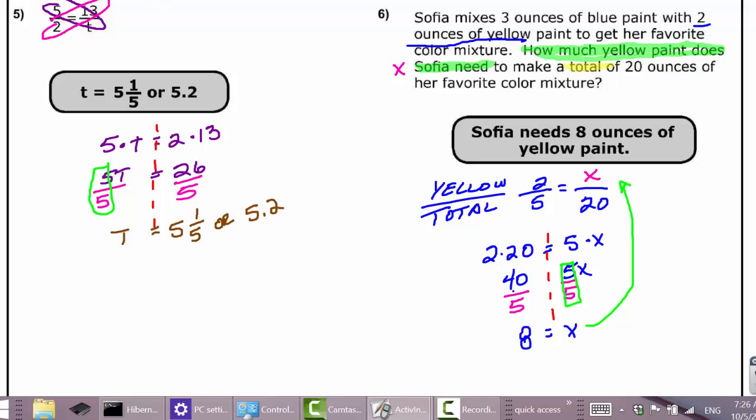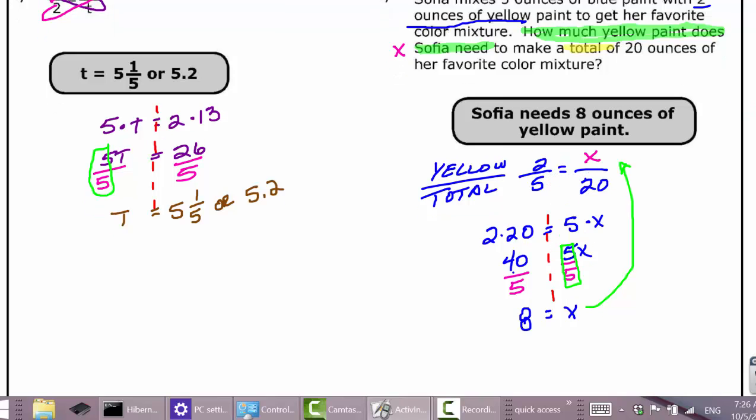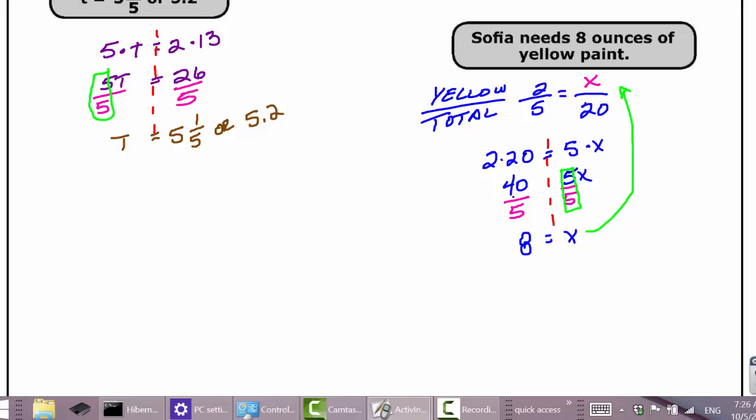The other thing you could do, the way that I would actually solve this problem, is look at this relationship and say, wow, 5 times what makes 20? So let me just bring this down and show you how I would solve this. 2 over 5 equals x over 20. I would say what times 5 makes 20? That's 4. I need to multiply by 1. As long as I multiply by 1, things don't change. 4 times 5 is 20. 4 times 2 would give me my 8.